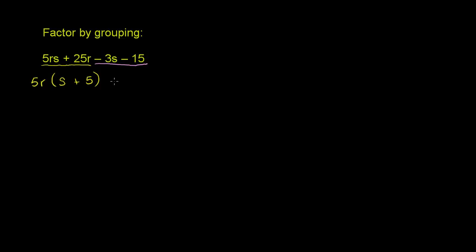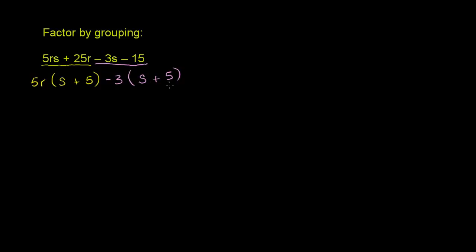So these two terms can be rewritten as -3 times, what's -3s divided by -3? Well, you're just going to have an s left over. And what's -15 divided by -3? Well, that's just +5. And just like that, we've grouped them, and we're able to factor each of those groups.